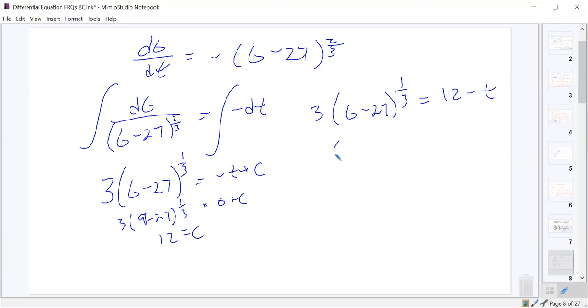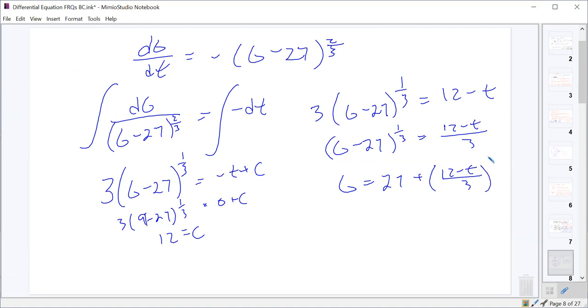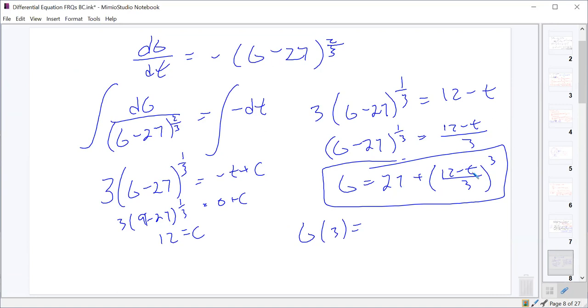We can divide by 3. We can cube both sides. And we'll add the 27. So G equals 27 plus ((12 minus t) over 3) cubed. And then it asks us to evaluate that at 3. 12 minus 3 is 9, over 3 is 3, cubed is 27, plus another 27 is 54.